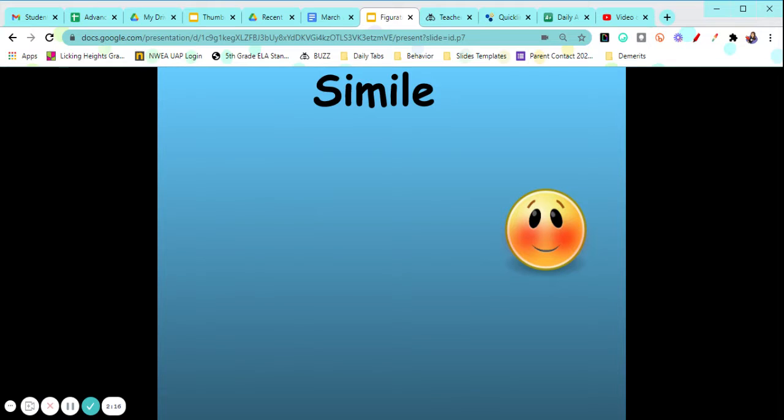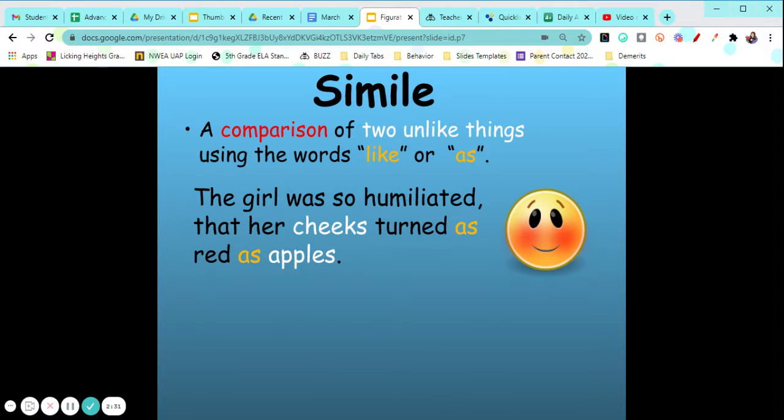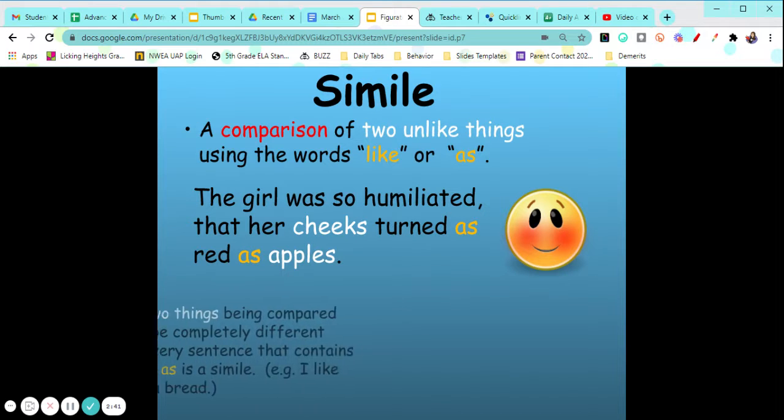Simile, not to be confused with smile. So many of you guys put smile, okay? The answer for what is a smile on your daily editing last week. That's not what we're talking about. We're talking about similes, okay? This is where we compare two unlike things using the word like or as, okay? So the girl was so humiliated that her cheeks turned as red as apples, okay? See how we're comparing two things, the girl's cheeks and apples. Are those things similar? No, except for their color.